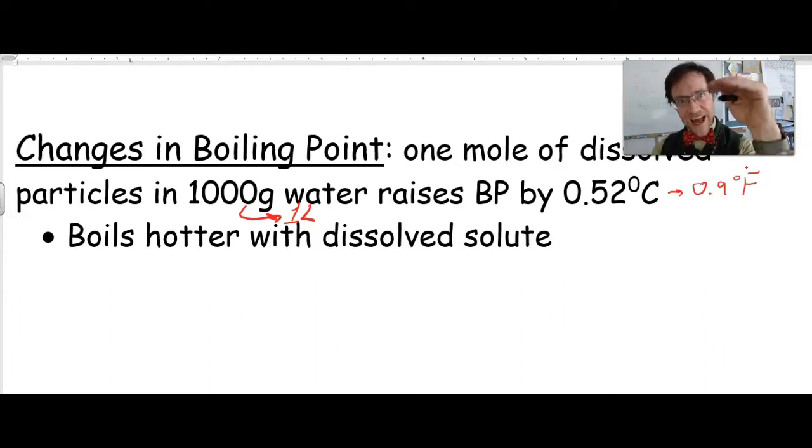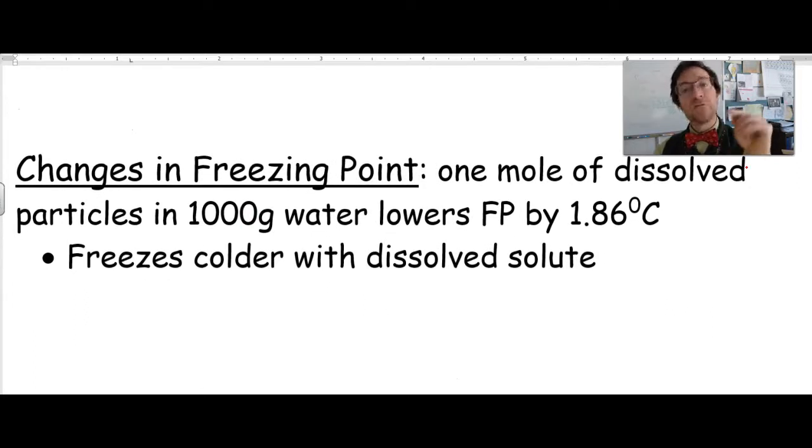The boiling point, that is hot, just gets hotter by about 0.5 degrees Celsius for every mole of dissolved particles. Now, freezing point is cold, so it just gets colder. So again, 1 mole of dissolved particles drops it by 1.86 degrees Celsius, which I figured out to be about 3.4 degrees Fahrenheit. In other words, it has to get colder in order to freeze.